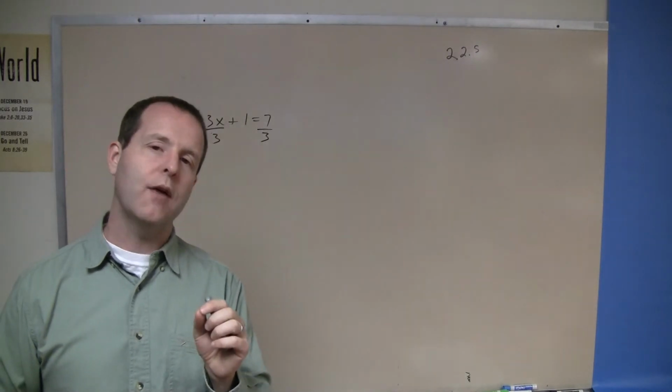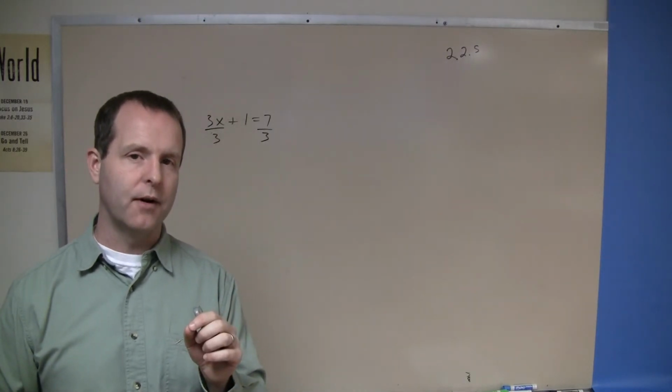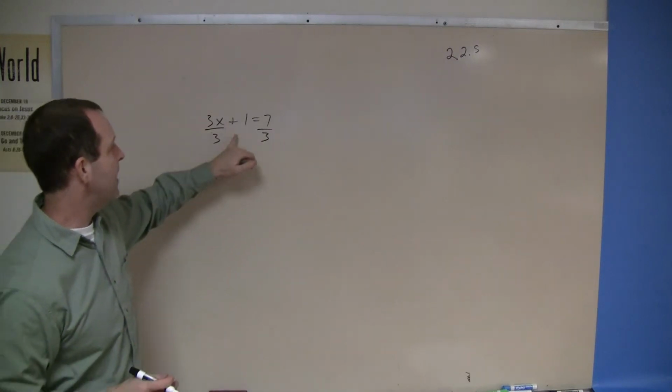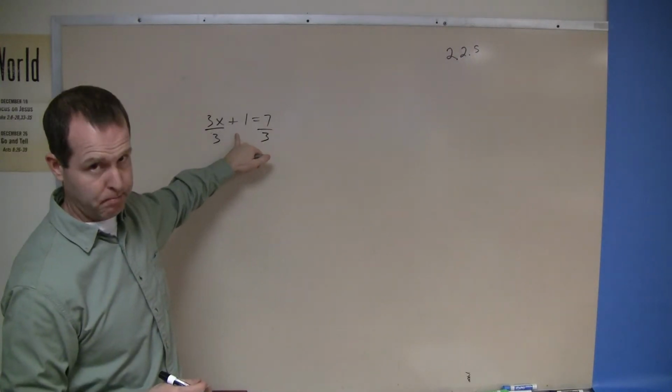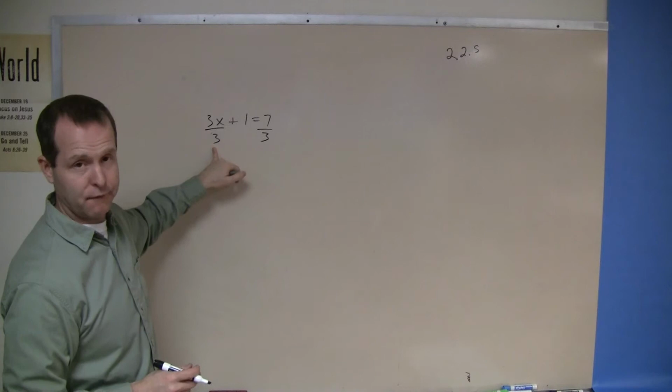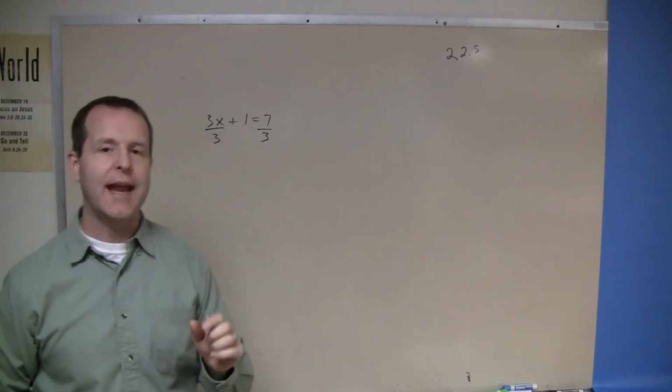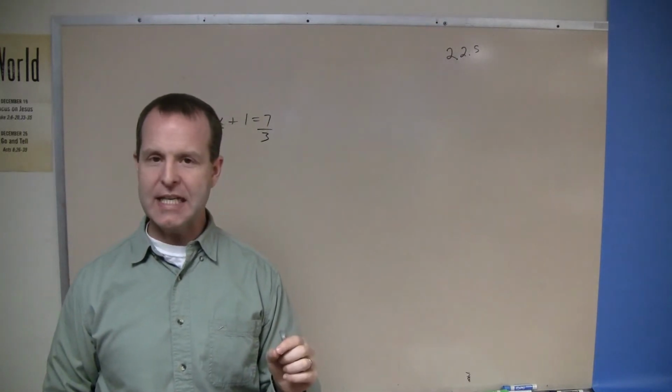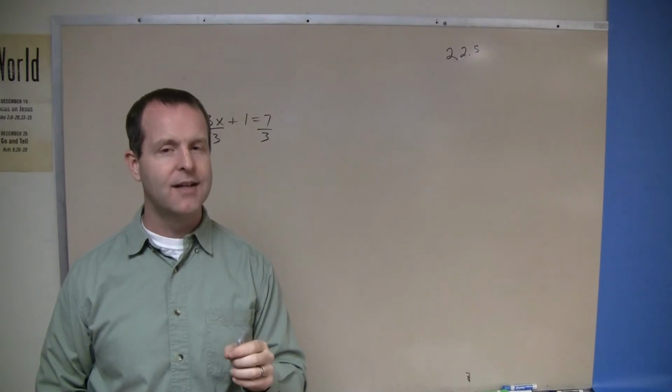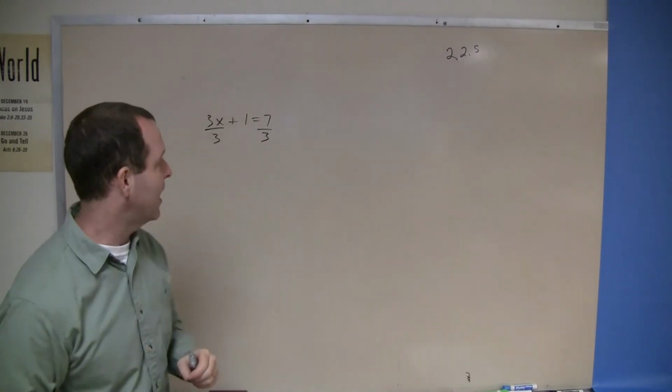The rule says whatever I do to one side, I have to do to the other. Well, I'm not dividing this entire side by 3. I'm only dividing that first term by a 3. And then that's where the error creeps in. It looks easy, looks like I should be able to do that, but I'm breaking one of those foundational rules.